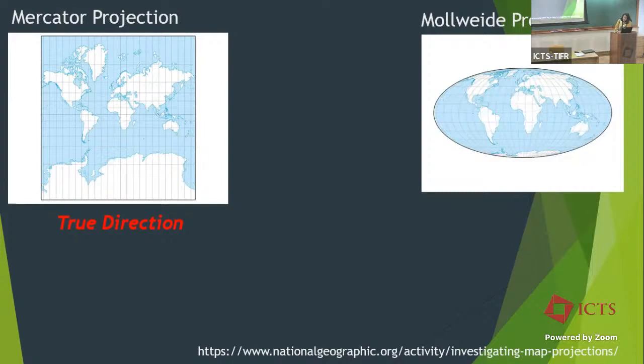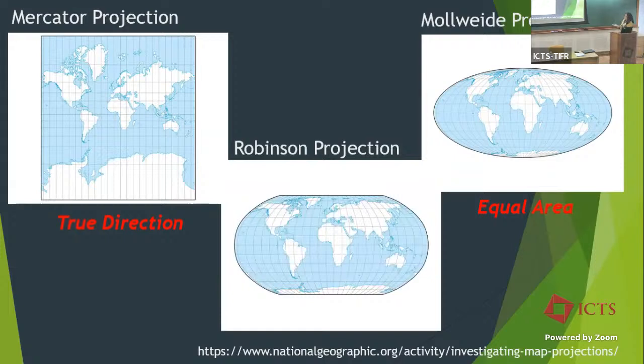Then you have the Mollweide projection. This is equal area, but there is again some distortion with the shape. And then you have Robinson, which is commonly used to produce global maps. And this is conformal, which means it maintains shape, but then area gets distorted, okay?